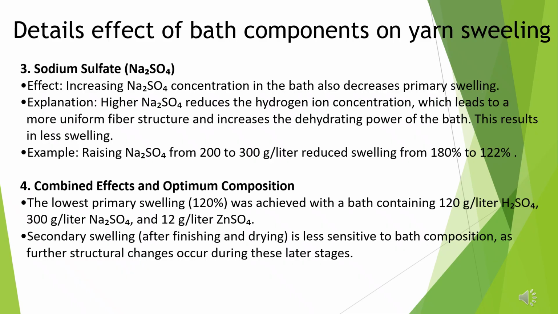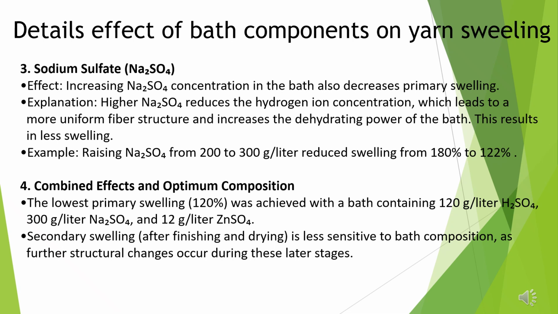Effect: increasing Na₂SO₄ concentration in the bath also decreases primary swelling. Explanation: higher Na₂SO₄ reduces the hydrogen ion concentration, which leads to a more uniform fiber structure and increases the dehydrating power of the bath. This results in less swelling.